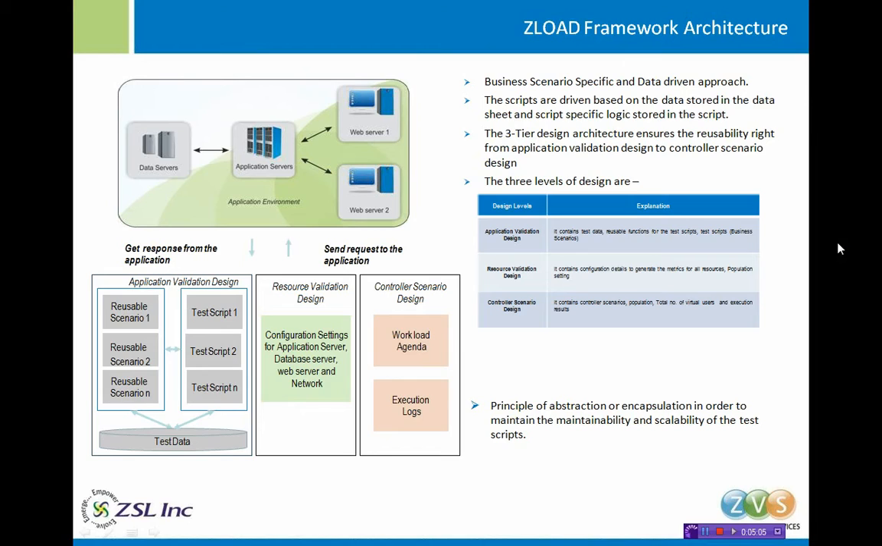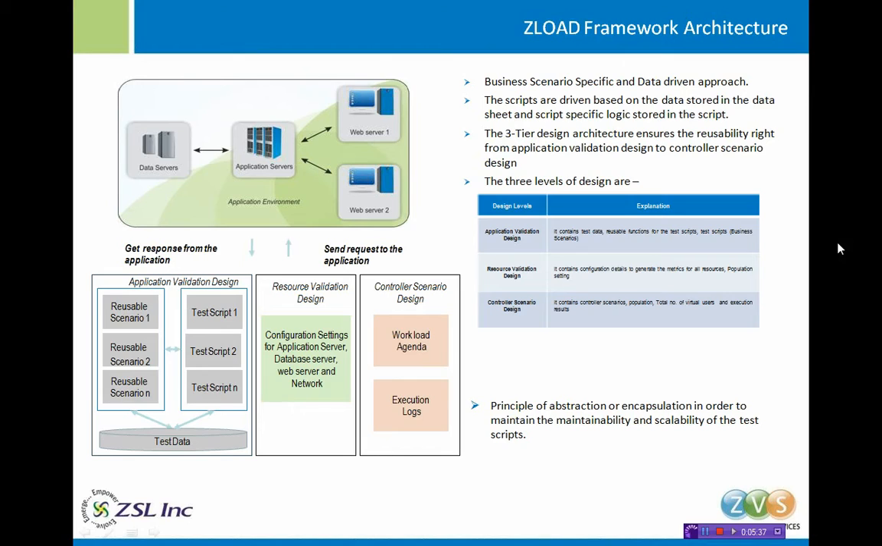So what is unique about ZLOAD's framework architecture? It is a 3-tier architecture where you have application validation design, resource validation design, and controller scenario design. So what do we do at all these levels? Basically, the application validation design contains test data, reusable functions for the test scripts, and also the core business scenarios. This is what we generally have at the application validation design.